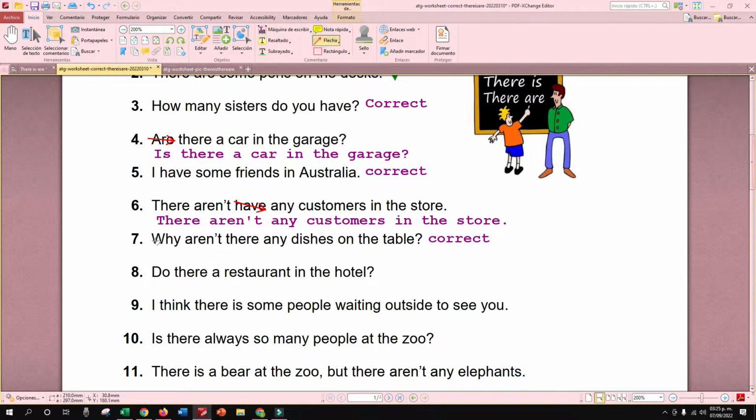Perfect. Nice. So, is there a restaurant in the hotel? Good. Perfect. So, is there a restaurant in the hotel? That is the correct form, right?